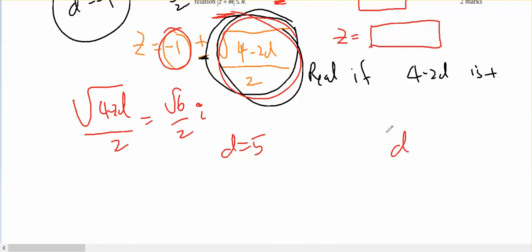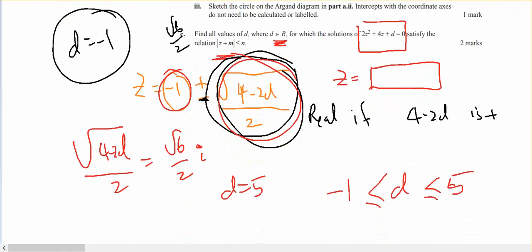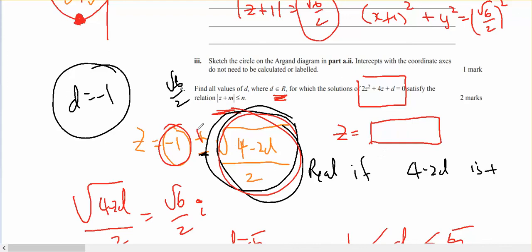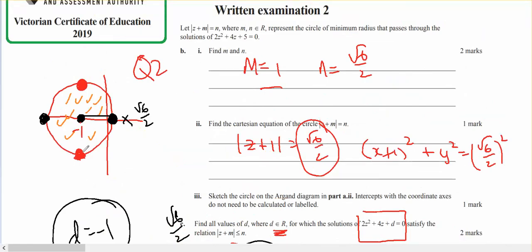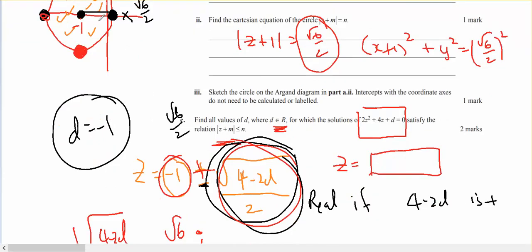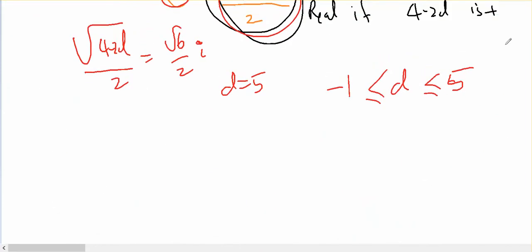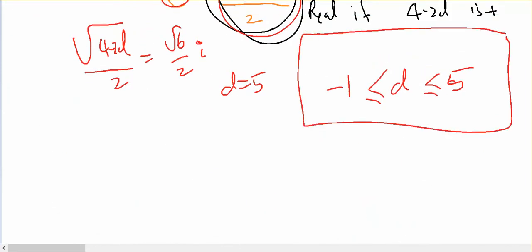And D will then go between -1 and 5 inclusive, because when it's equal to 5, I'm exactly here. When it's equal to plus, I get a plus and a minus, so it's also equal to down here. When it's equal to -1, I'm here and I'm here, and then all the values in between will place me accordingly. So between -1 and 5.